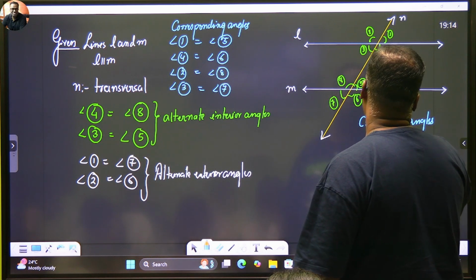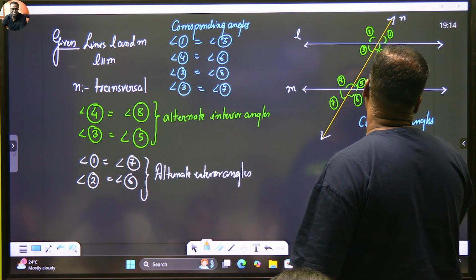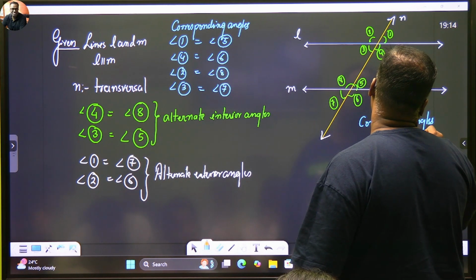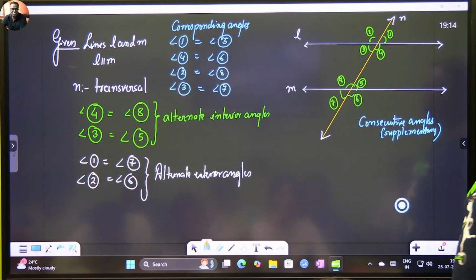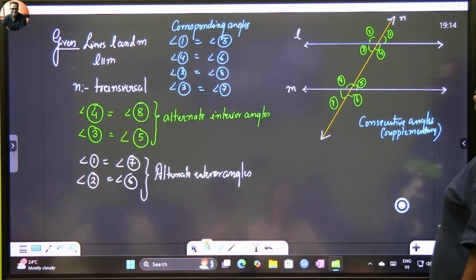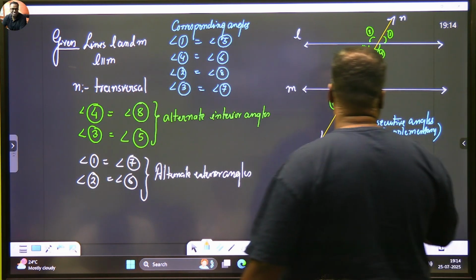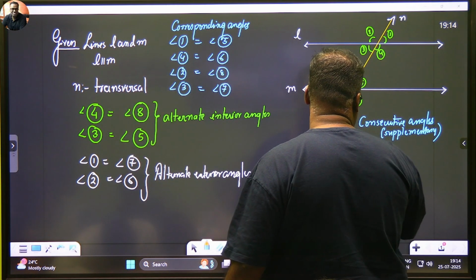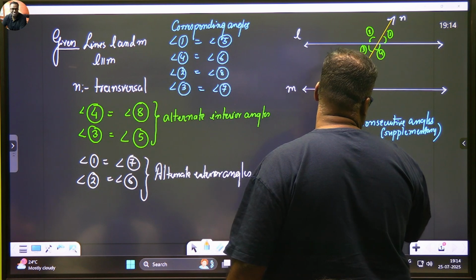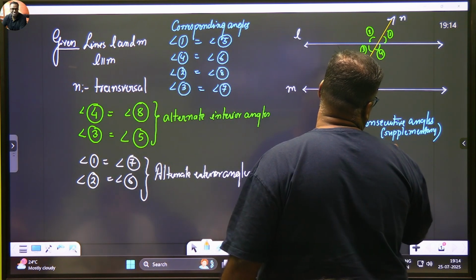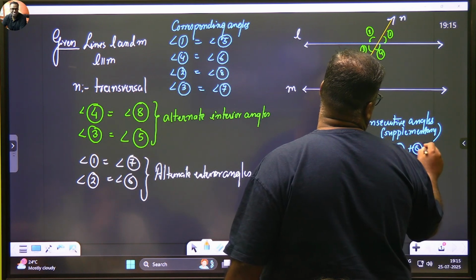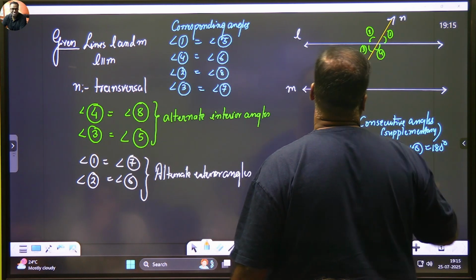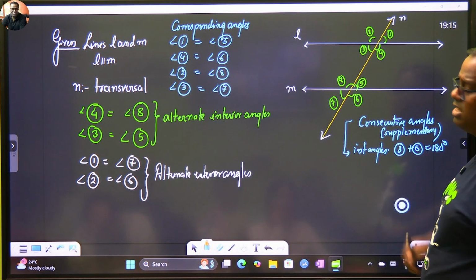And consecutive angles, they are always supplementary. Consecutive angles are supplementary. So let's look at our consecutive angles. In consecutive angles, we will first get the consecutive interior angles. And the interior angles are supplementary, which means 3 plus 8 should be equal to 180 degrees. This is very easy. How to understand 3 plus 8, 180?